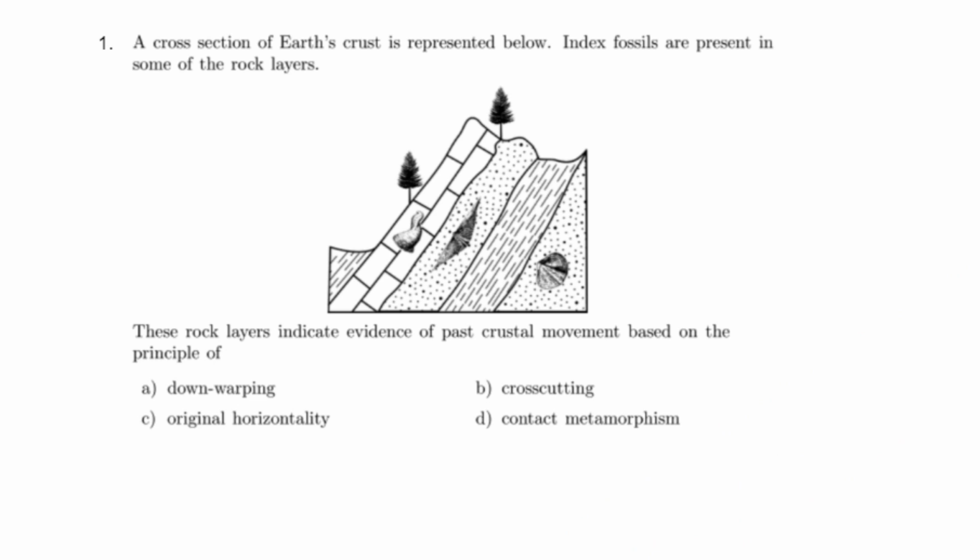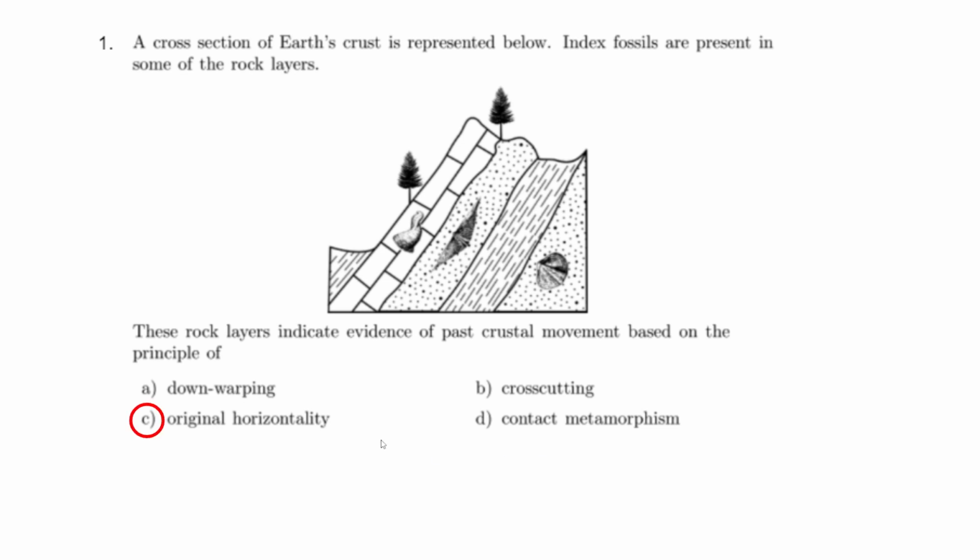Index fossils are present in some of the rock layers. These rock layers indicate evidence of past crustal movement based on the principle of A. Downwarping, B. Cross-cutting, C. Original horizontality, or D. Contact metamorphism. The correct answer is C.